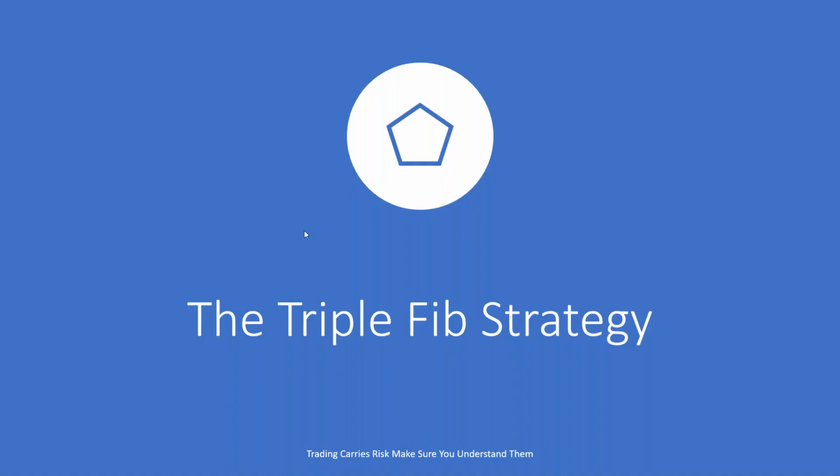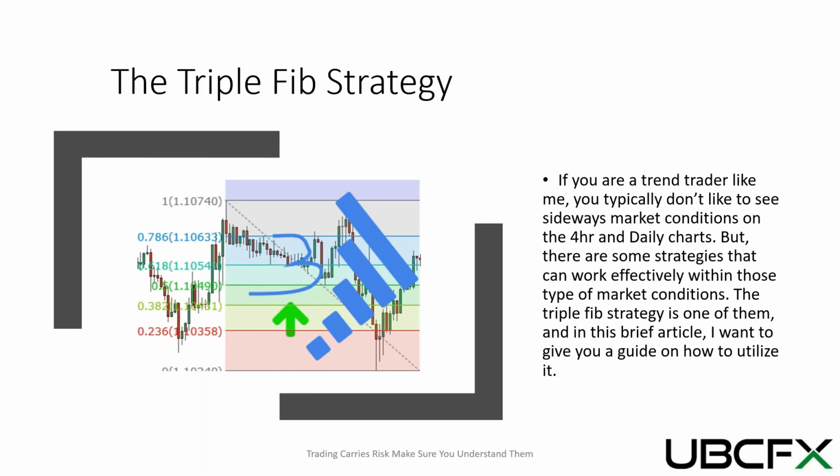Talk about a couple ways that we can use fibs in our strategy as opposed to just seeing our retracements. So one of the more popular strategies is called the triple fib strategy. So if you're a trend trader like me, you typically don't like to see sideways market conditions on the 4-hour daily charts. But there are some strategies that can work effectively within those type of market conditions. The triple fib strategy is one of them.